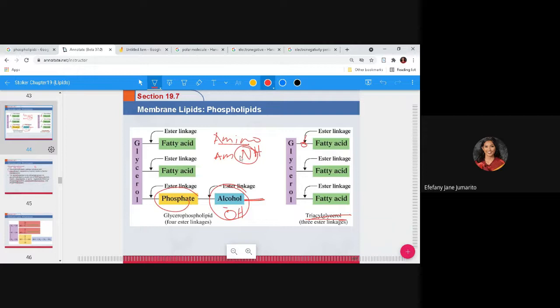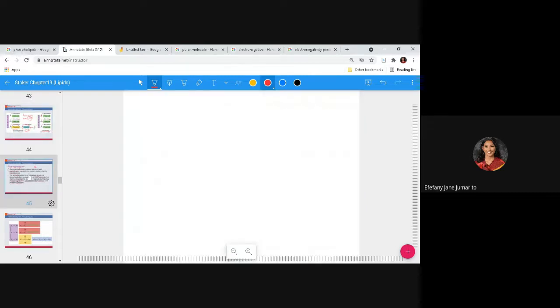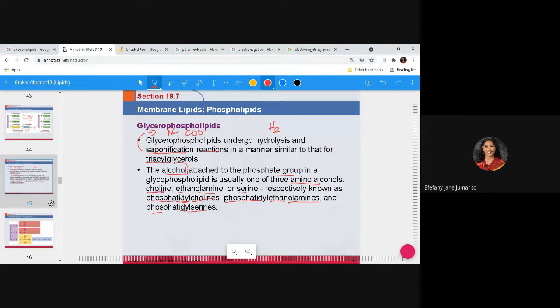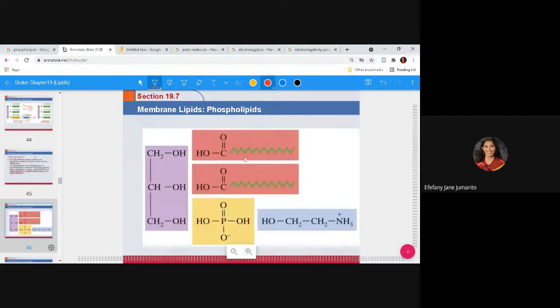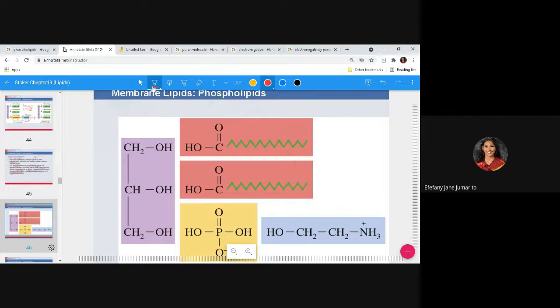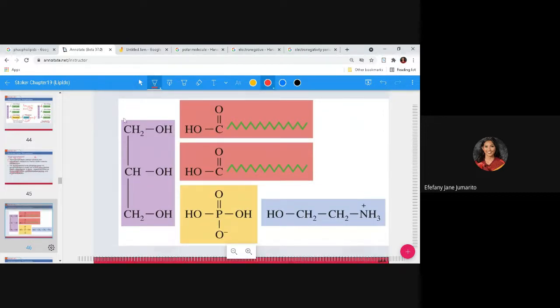Now when this alcohol, OH, is attached to a nitrogen, depending on the nitrogen, we have choline, ethanolamine, and serine. Now we call that one phosphatidylcholines, and then we have phosphatidylethanolamines, and phosphatidylserines. Now, this is your glycerol, in purple color, glycerol, fatty acid, fatty acid. Okay, determine this fatty acid in structural notation.